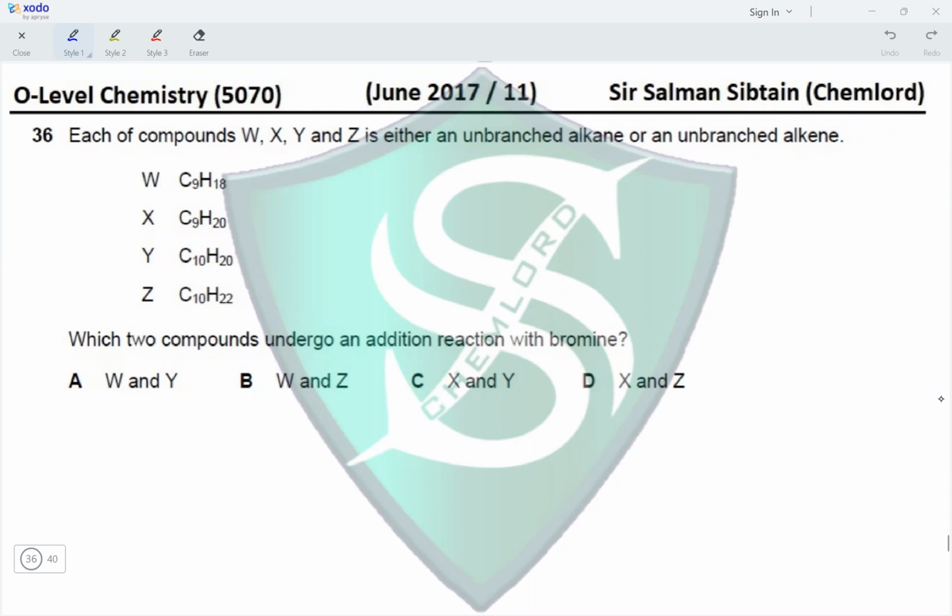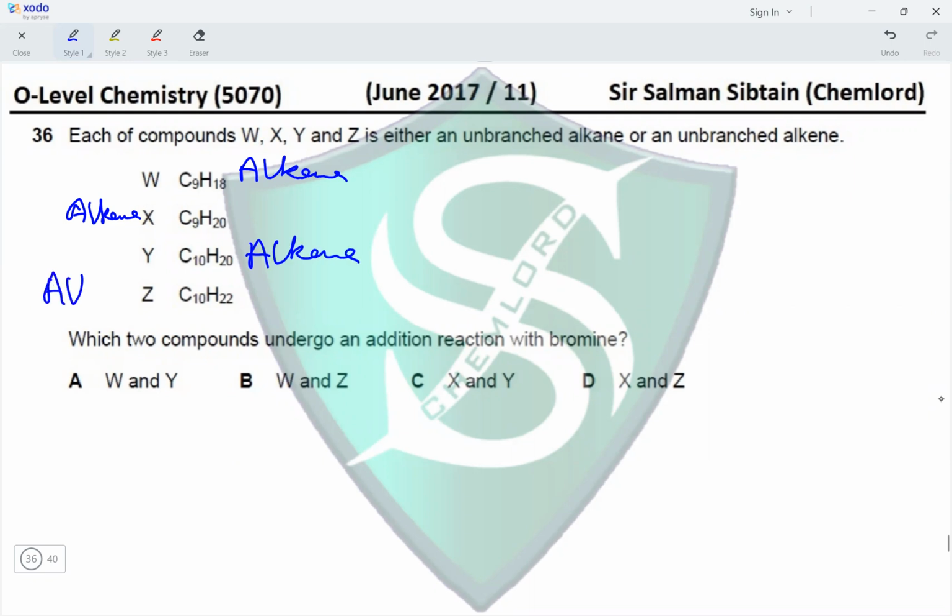Question 36. Each of compounds W, X, Y, and Z is either an unbranched alkane or an unbranched alkene. Okay, so W is C9H18. This is an alkene. X is C9H20. This is an alkane. Y is C10H20. This is an alkene.